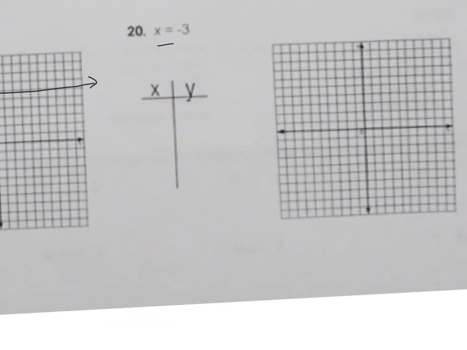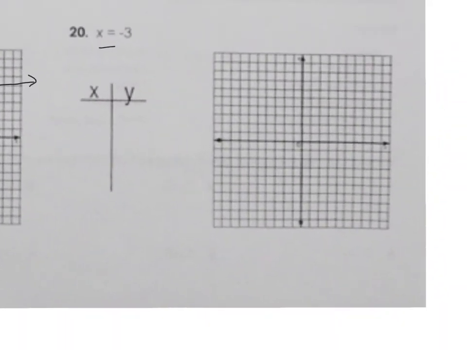Number 20. This one is kind of the exact opposite. Our x values are all negative 3, and our y values this time can be whatever we want. And this one only has an x value, so it never crosses the y. That means it's going to be a vertical line that crosses at negative 3. So that line would look like this.